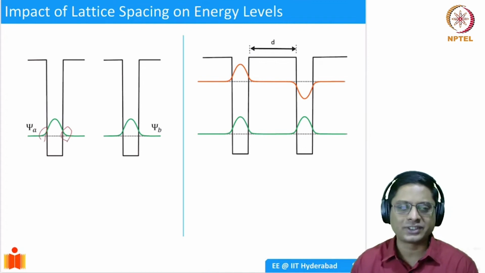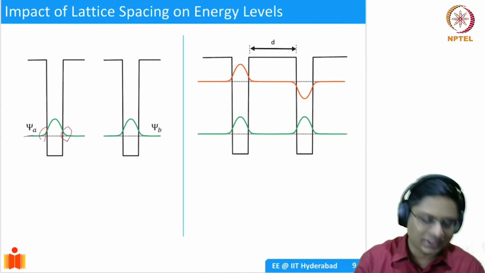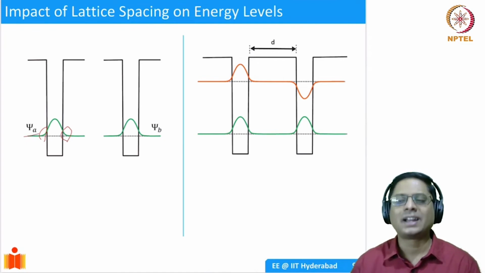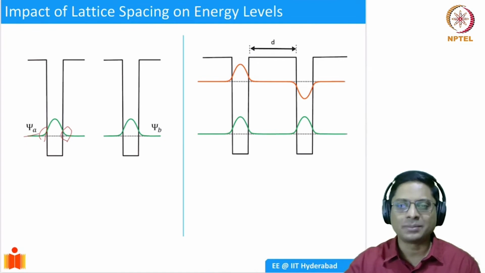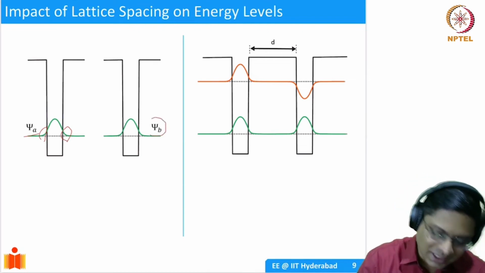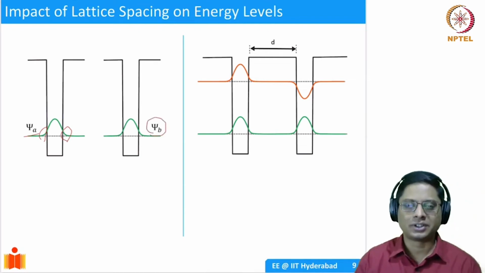Let's call this wave function psi A. This is for one potential well, and now let's think of another potential well, another atom essentially, at some distance away from this. Let's call this psi B. It has a wave function also, right?